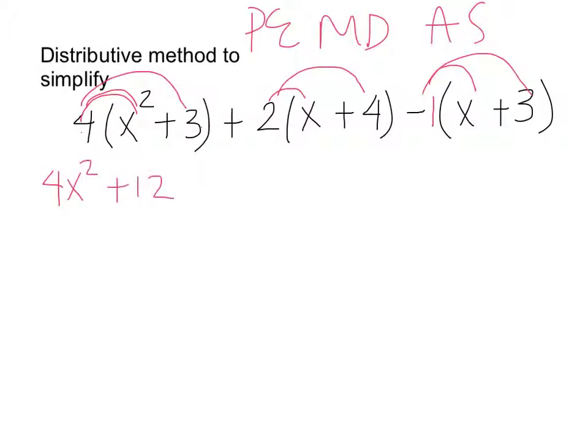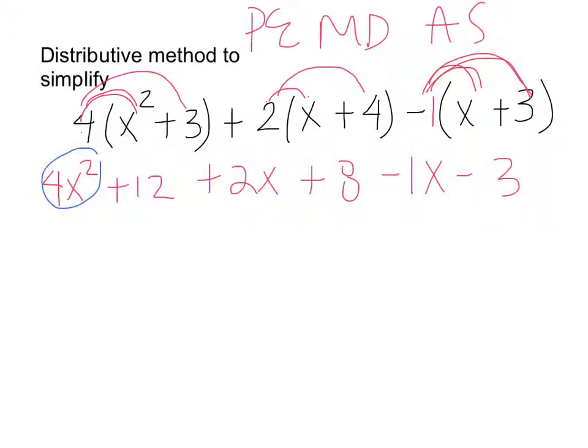Let's go to my next one. 2 times x is a positive 2x, and 2 times 4 is a positive 8, so I add 8. And then -1 times x is a -1x, -1 times 3 is a -3. Now I can combine my like terms. 4x squared does not have a like term. There's no other squared term, so I just bring that down.